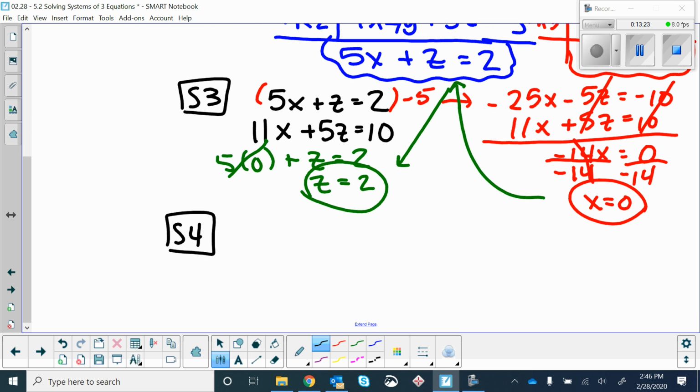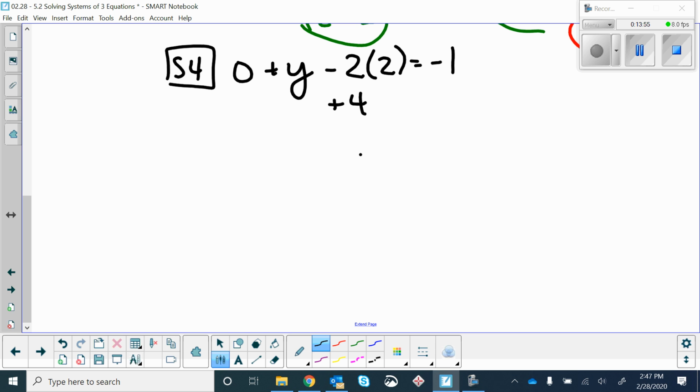So step 4, substitute the values you found back into one of the original equations and solve for the third variable. Which one do you want? 1, 2, or 3? Which one? 1. All right. So here we go. That's x plus y minus 2z equals -1. We already know x. We already know z. So x is 0. Y stays y. And then minus 2 times z, which is 2, equals -1. So that's really easy. You just do some math. That's -4, and then you add it to both sides. Y equals 3. And then read step 5 to yourself.